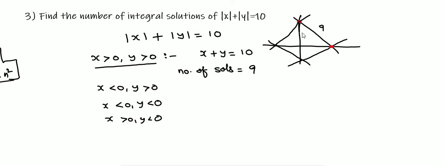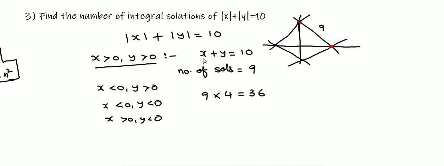So that means these solutions can be taken as 9 times 4, 36 solutions, when x and y are not equal to 0. With x greater than 0 and y greater than 0, similarly, the different possibilities are x less than 0, y greater than 0, and so on. So these are the non-zero solutions. There is also a possibility of zero solution.